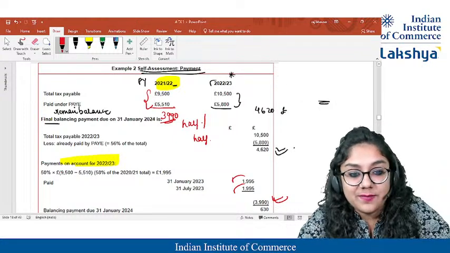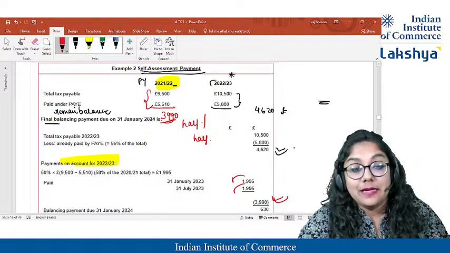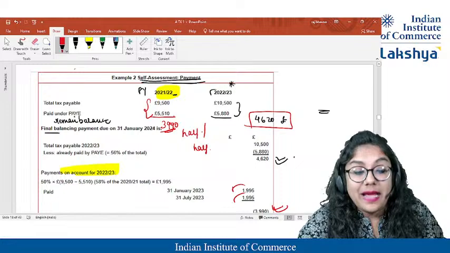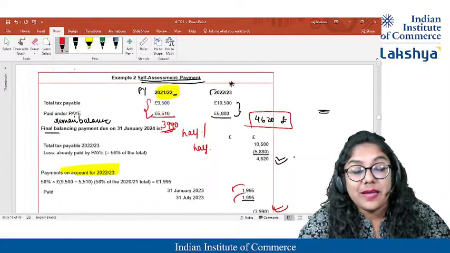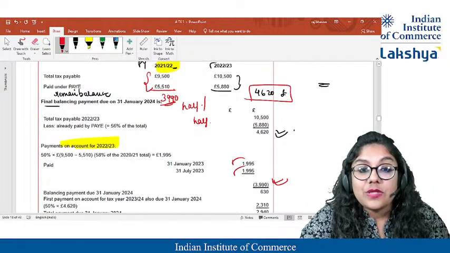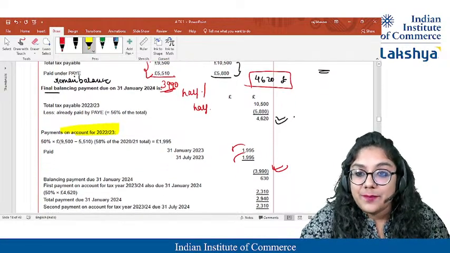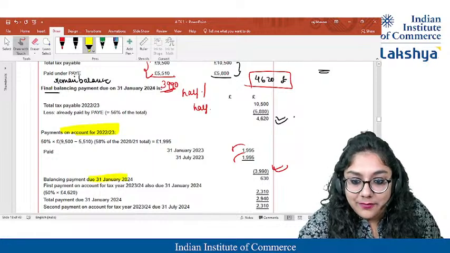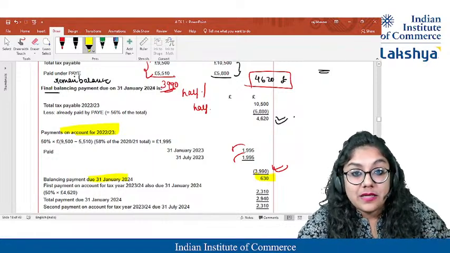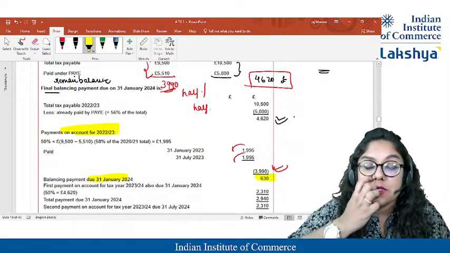Agreed? Yes. So if we understand, in the current year, my liability over here was 4620, out of which 3990 I made a payment for in the current year. So the balancing payment is to be paid at the end. The balancing payment will be nothing other than 31st Jan, 630. But if you see, this was for your previous year.